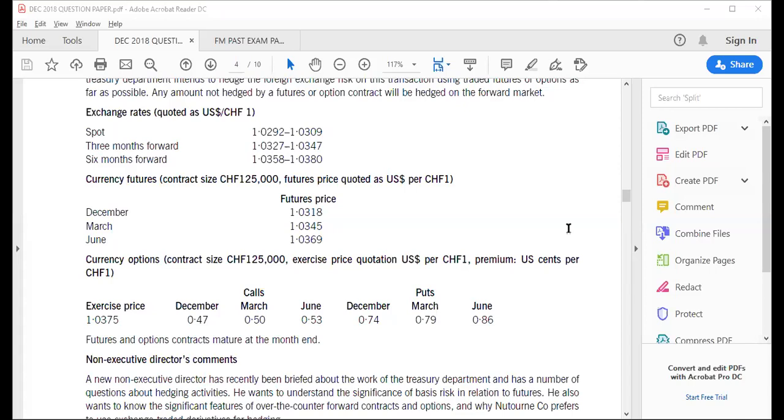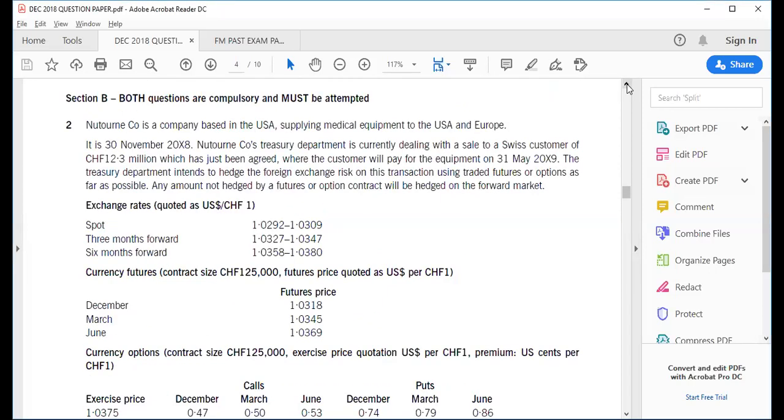Okay, we'll just go through the question and do a bit of a recap of what we looked at. My area of interest is just on the currency futures and the currency options. We looked at the currency futures, so we go to currency options, but let me just go through the question.